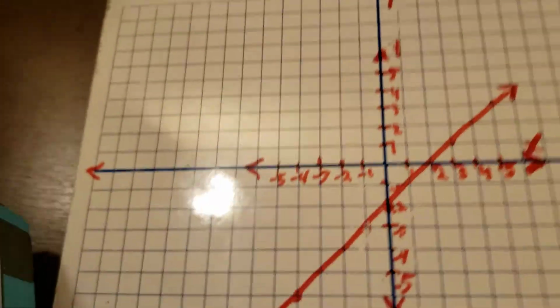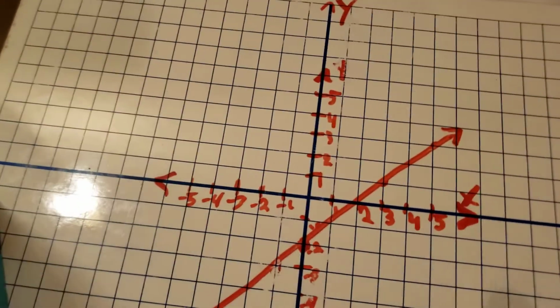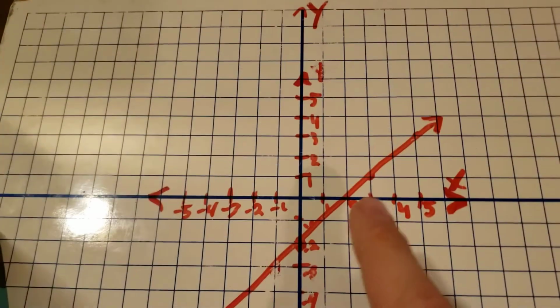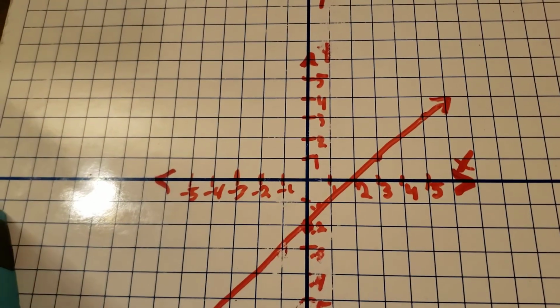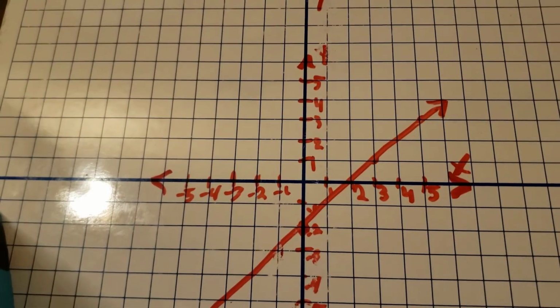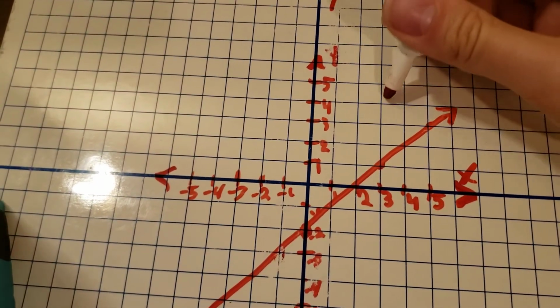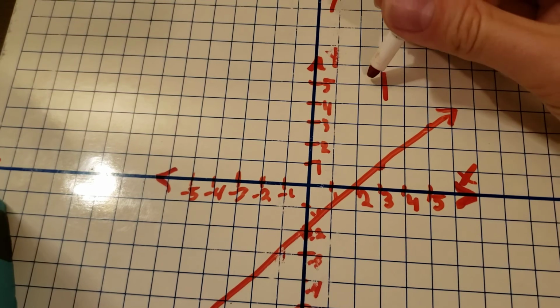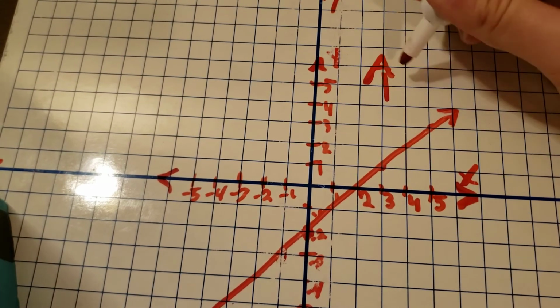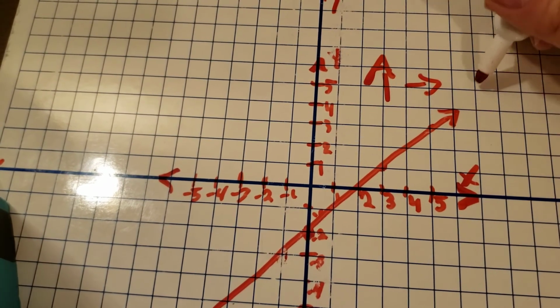I want to give you a couple more examples of positive and negative slopes. So this one here, let's see, remember I've got my y and my x. This one, because it goes up and to the right, up and to the right, up and to the right, it's positive.